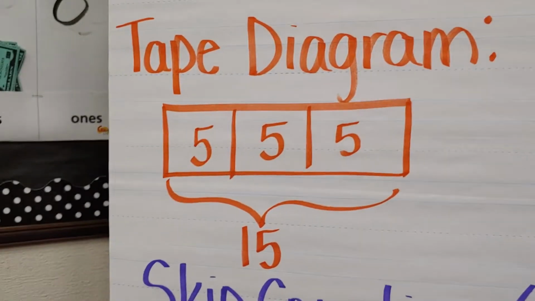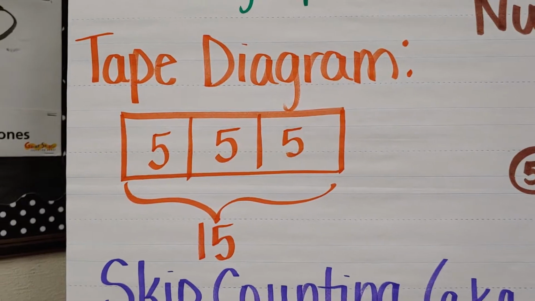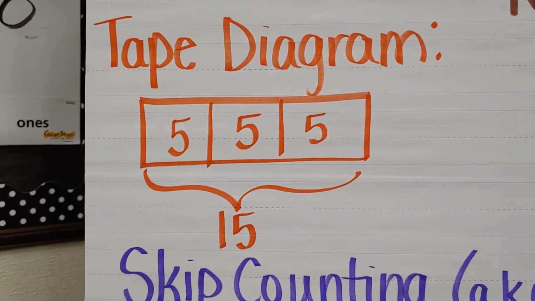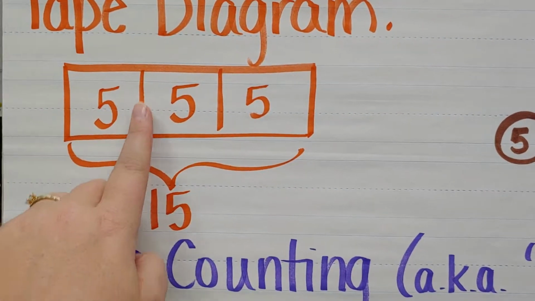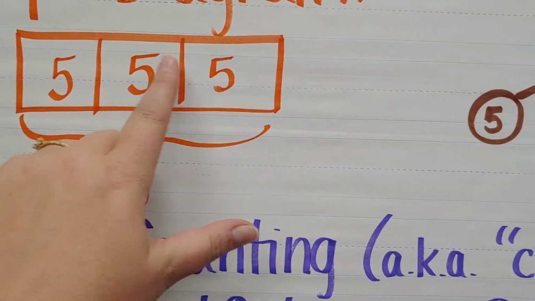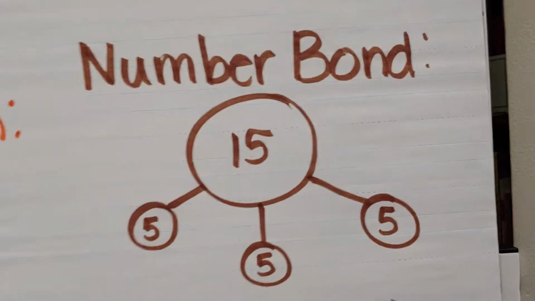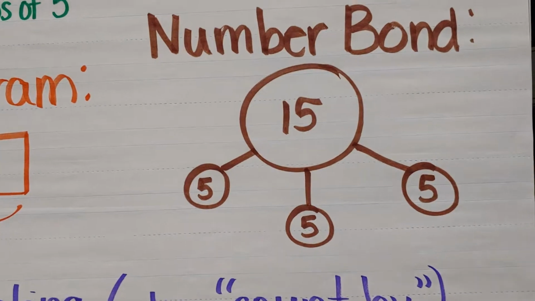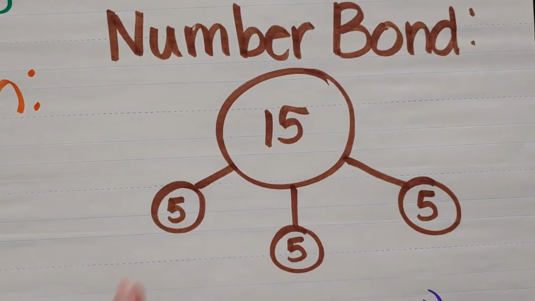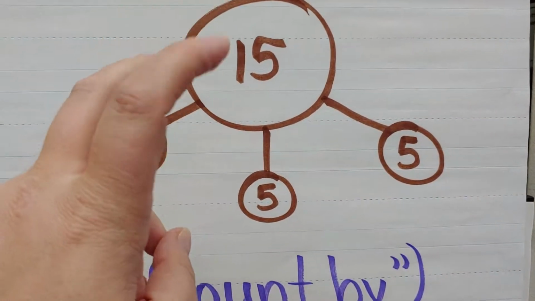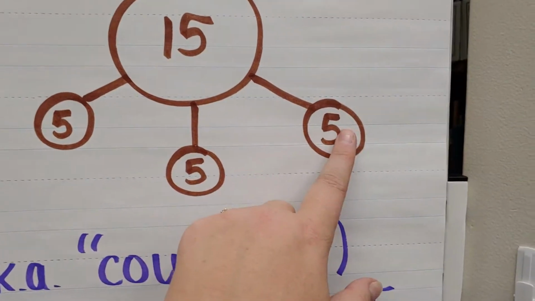A tape diagram is simply another way to draw a picture of a multiplication and division problem. It helps students see the equal groups. So for 3 times 5, we have a rectangle divided into 3 groups with 5 in each of them, and the total is 15. A number bond, again, just another picture. The large part of the number bond has the total, and then each arm of the number bond is one of the groups with the size of the group inside it.